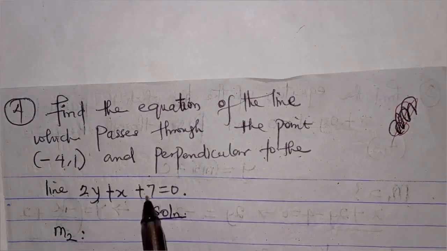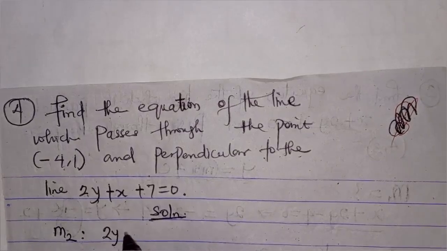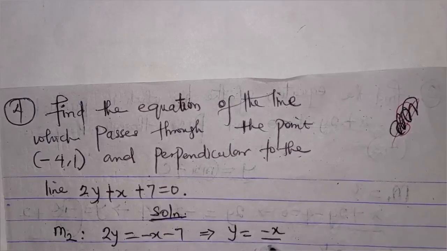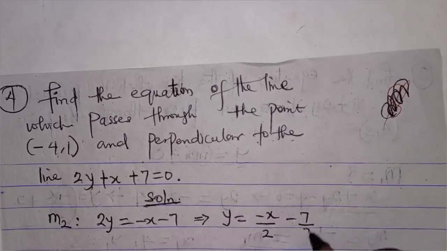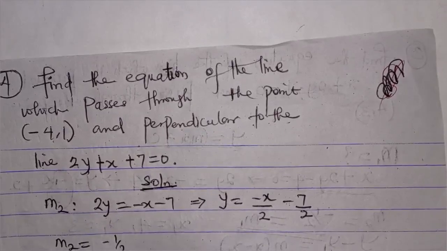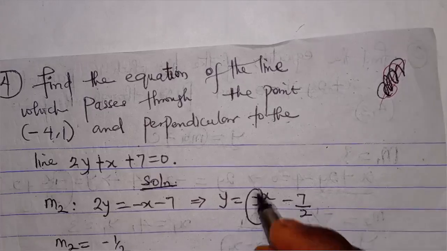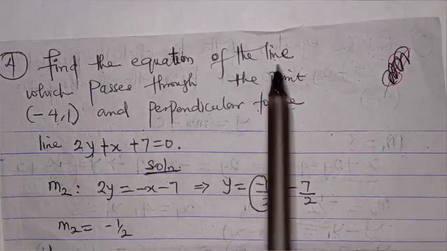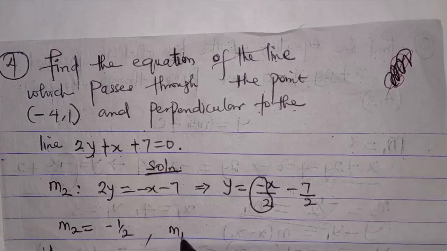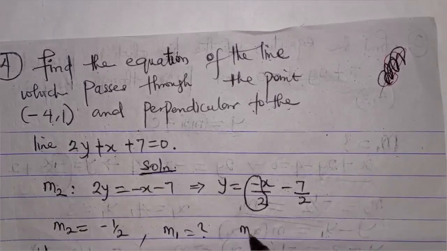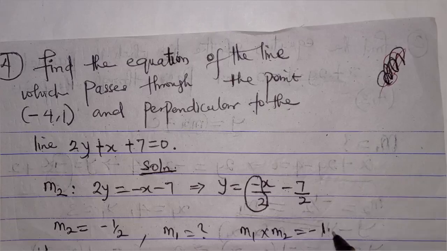Let's call the gradient of this line m2. If I rearrange this equation, 2y equal to minus x minus 7, that is to make y the subject of the formula, y will be equal to minus x over 2 minus 7 over 2. From here, m2 is equal to minus half, which is the coefficient of x here. So let the gradient of this first line be m1. Since the two lines are perpendicular, it means that m1 times m2 is equal to minus 1.